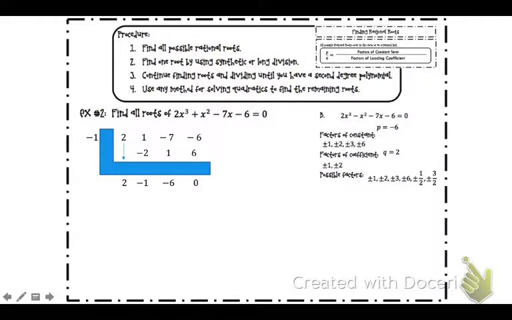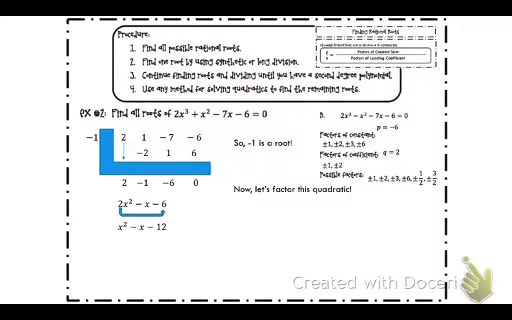That one I came out with a remainder of 0, which means that -1 is a root. So that is one of our roots. We got one of them out of the way. Okay, so now we're left with 2x squared minus x minus 6. And we're just going to factor this.